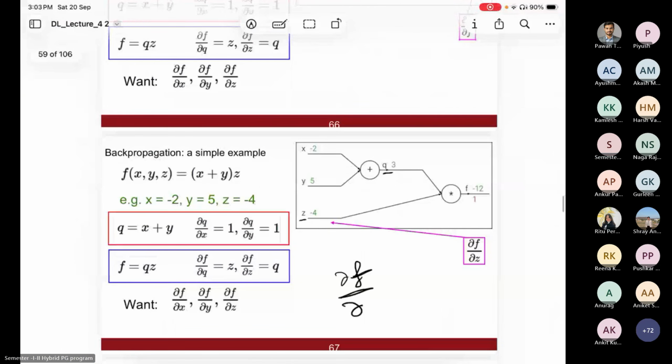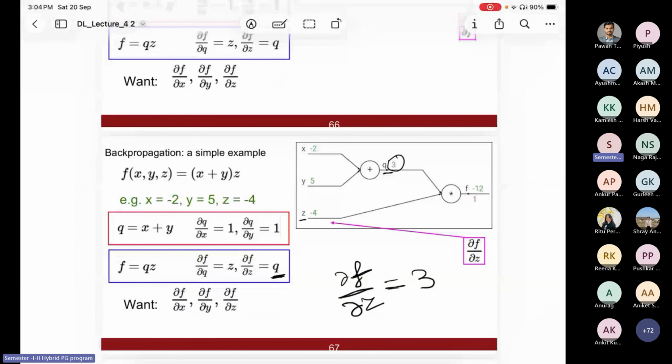Now how to go back? If I ask you what is the del f by del z, then you know the formula and the answer. Del f by del z we already know, that is q. And what is the value of q? The value of q is equal to 3, because you can see 3 here. We have already calculated it. So del f by del z will be 3. It's coming from here, because we already have computed it.